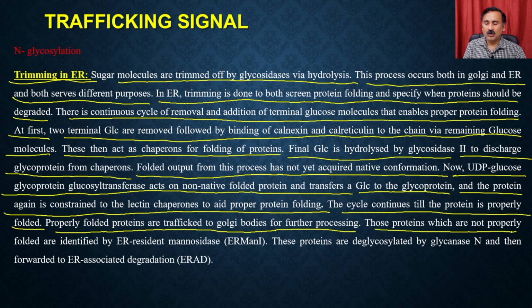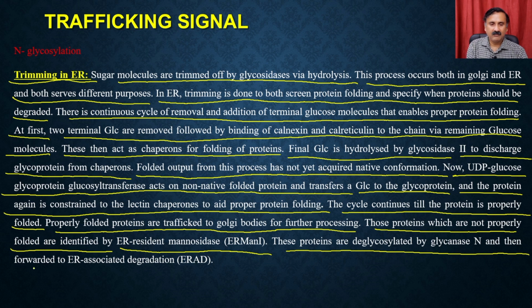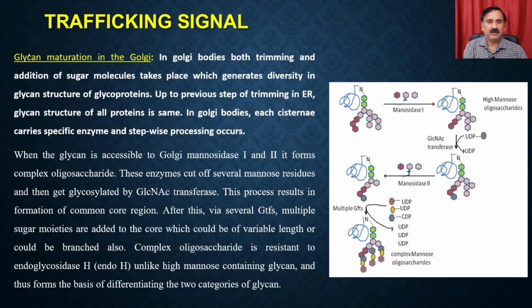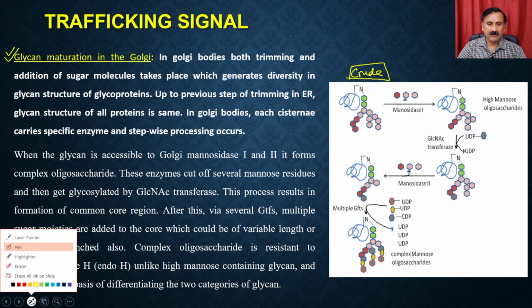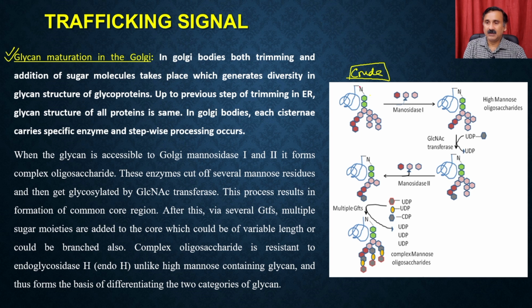Those proteins which are not properly folded are identified by the ER-resident mannosidases, and these proteins are deglycosylated by glycan N-glycanase and then forwarded to the ER-associated degradation pathway. Apart from that, there will be glycan maturation, which means there will be trimming after that. So this is what is going to happen here. You have a crude trafficking signal, and that signal is going to be matured by different types of enzymes.